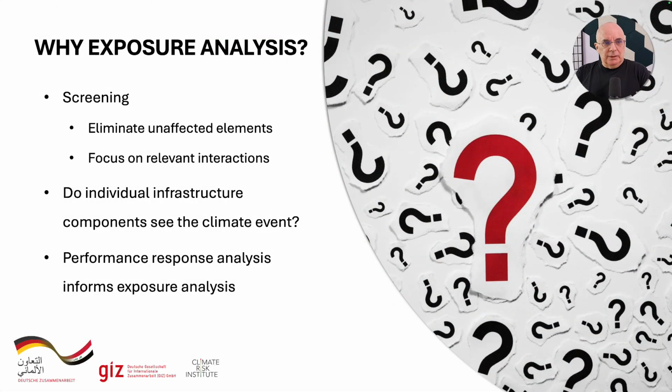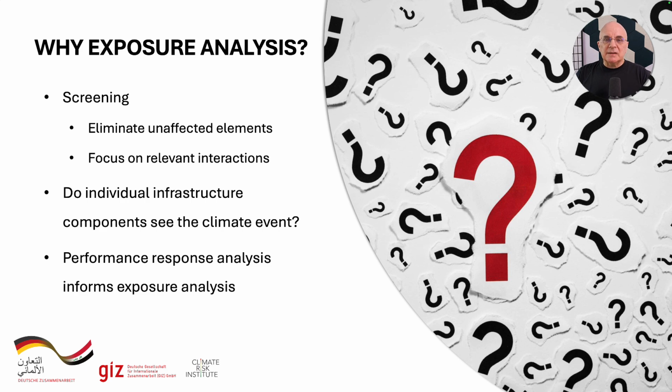So why do we do it? We do it because we want to screen the interactions that we're considering and eliminate unaffected elements. So we want to focus on relevant interactions. Those are interactions where there is actually an exposure. Do individual components see the climate event?